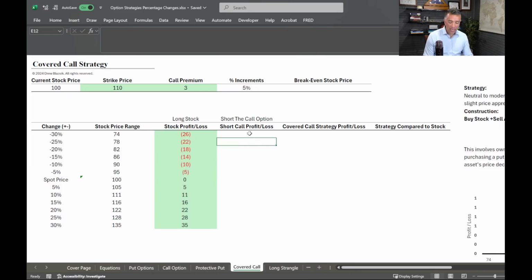And then what we're going to look at is, if we short the call, that's selling the call contract, we're the seller of it, and we want to see what our profit loss on that would be. So we're the seller of the call. Right away, I want you to think about, well, what does that mean? That means I am making the premium. I'm going to put function F4 to freeze it, make it an absolute reference. I'm making that money because I sold it. And then that's going to be plus.